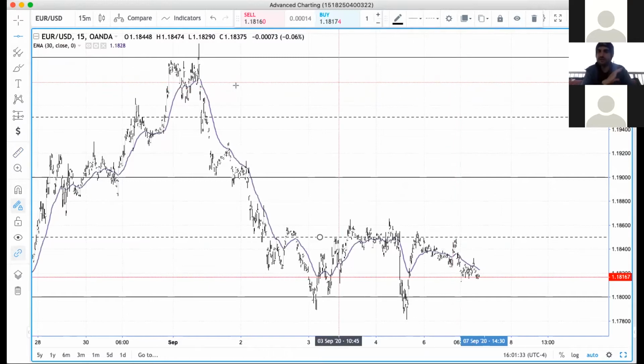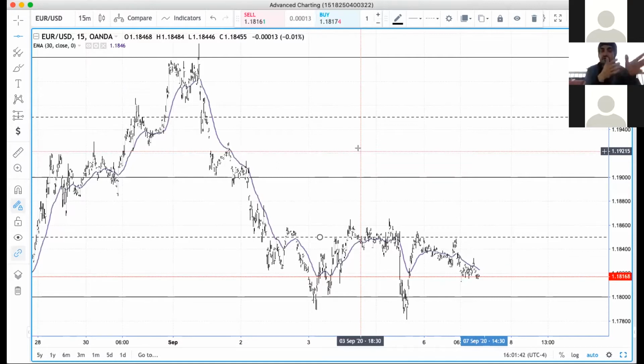Remember, you guys don't need to confuse yourselves by marking up all these levels. Just mark up the ones that are relevant to the current price action that has already unfolded and to where the price action is currently unfolding. So give me 1 second.